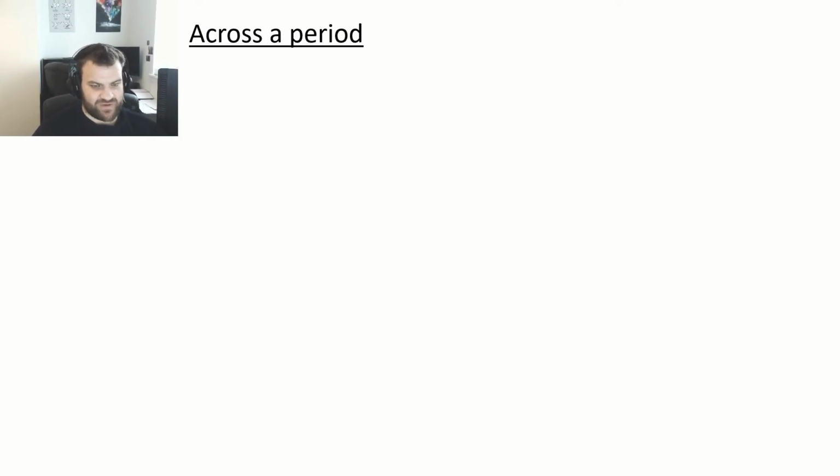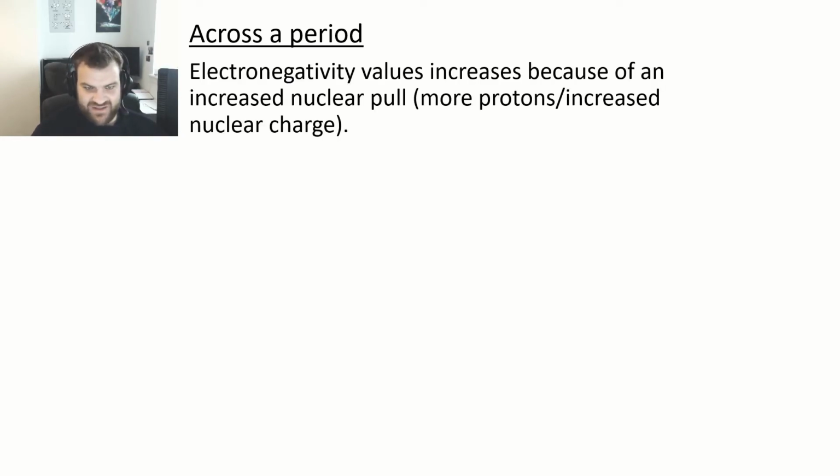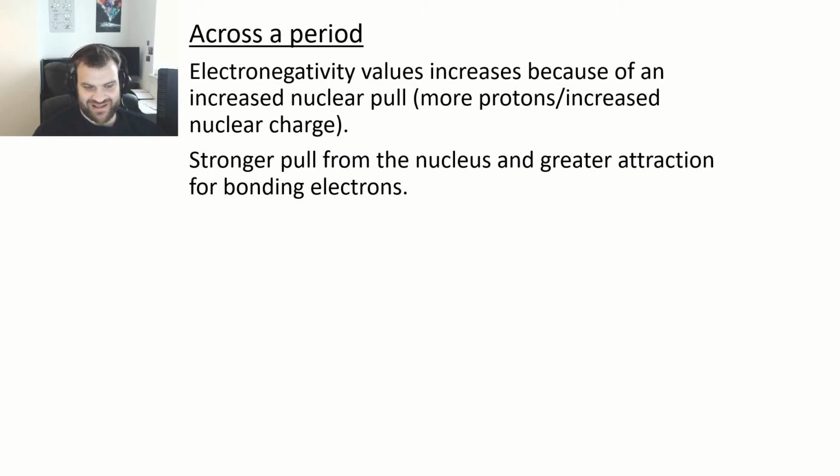So in the case of carbon and hydrogen, carbon has a higher electronegativity, therefore the electrons will be drawn closer towards the carbon. In terms of how this trends across the period, they're going to increase because we've got an increased nuclear charge. So the extra protons are going to allow it to pull on the shared pair of electrons more strongly. So that stronger pull from the nucleus means there's a greater attraction for these bonding electrons.